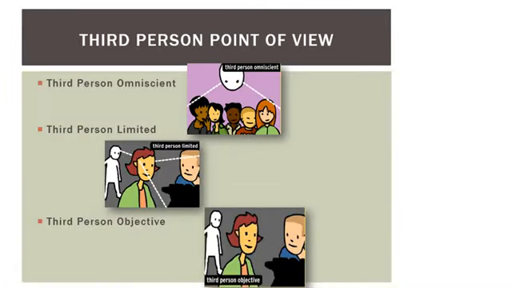Third person omniscient, you see that godlike narrator looking at everybody's thoughts and feelings. Third person limited, they mainly see into one person's thoughts and feelings, and all the rest of the characters are mainly relayed as they are affecting that character. Third person objective, like a fly on the wall, they just stand there and they watch, they listen, but they are not close to the character's thoughts or feelings.